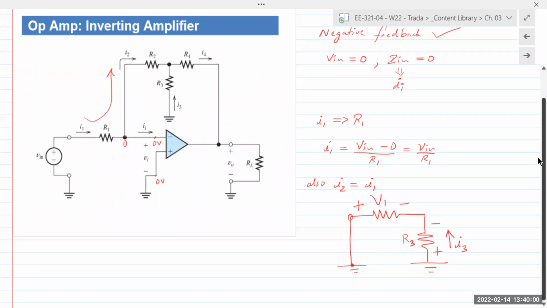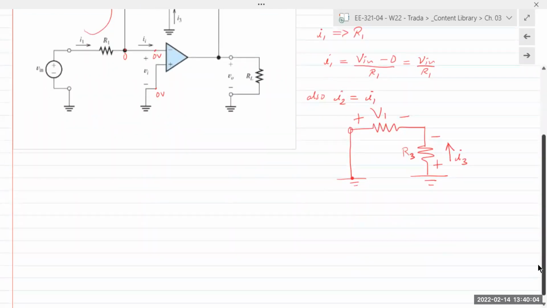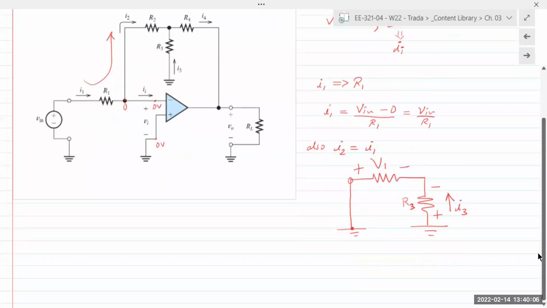Once we have I3, we apply KCL at the inverting terminal, we can write expressions for I1, I3, I2, the voltage drops. We can apply KVL from the output all the way back to the feedback path, and we calculate an expression for V out, or VO. And then we can calculate the gain. So let's go ahead and do that. Let's see. Where was I?